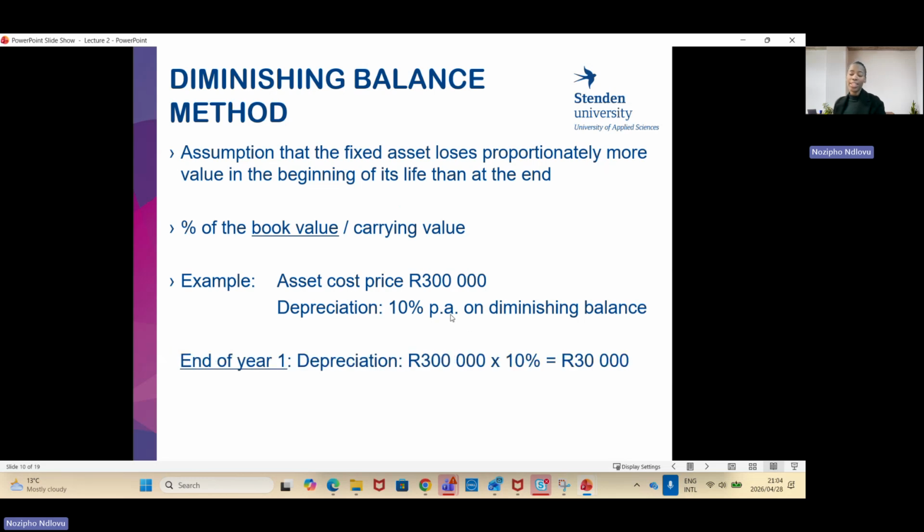So how do we calculate then the depreciation? If they say at the end of year 1, what will be the depreciation? You will take 300,000 multiplied by 10% to find 30,000 rand. So this is for year 1. This is what the depreciation is. It's almost the same as a straight line. But then things start to change when we have now year 2.